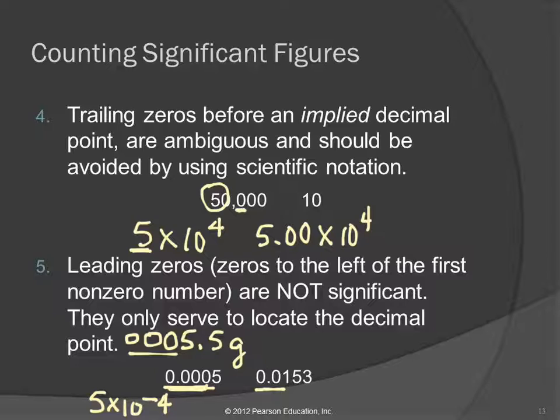So now that we've gone through the rules, let's look at just these last two. Say, well, how many significant figures are in that number 0.0005? 1. And how about in 0.0153? 3. Those leading zeros aren't counted, and so it's just the non-zero digits in those examples.